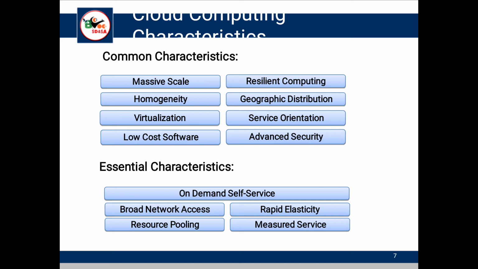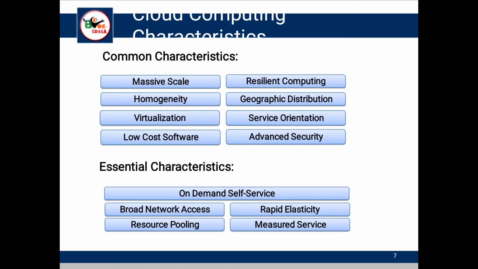So there is a sense of location independence, in that the customer generally has no control or knowledge over the exact location of the provider resources, but may be able to specify location at a higher level of abstraction, like country, state, and data center. Examples of resources include storage, processing, memory, network bandwidth, and virtual machines.